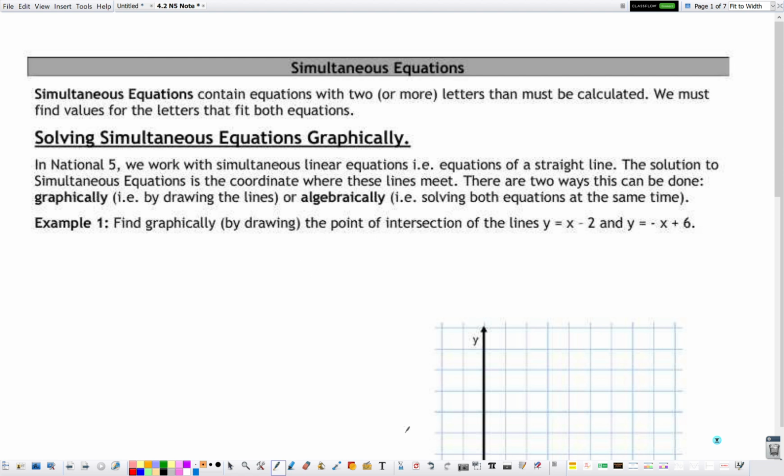Hello and welcome to your first live lesson for working from home for Nat 5, and we're going to talk about simultaneous equations today.